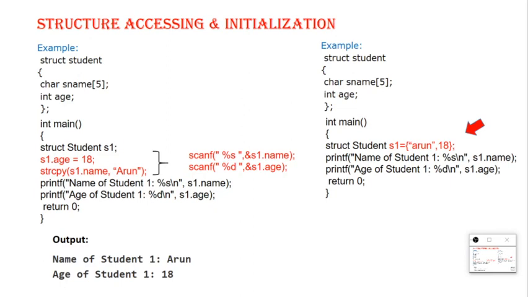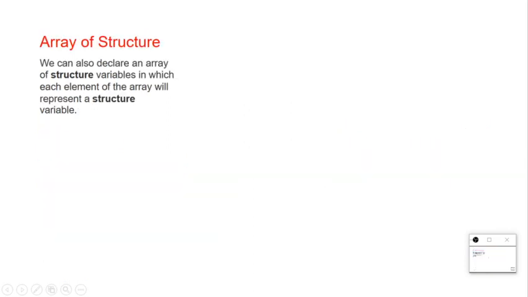Nice, right? So this is how we can access and initialize. We can use the equal to symbol, with individual accessing like s1.age equal to 18, or group accessing like s1 equal to, and we can declare all the values at a time, and we can also use scanf. Nice, right?